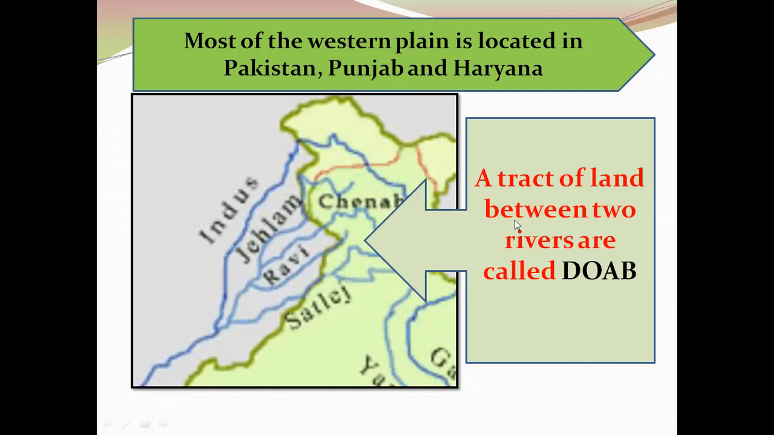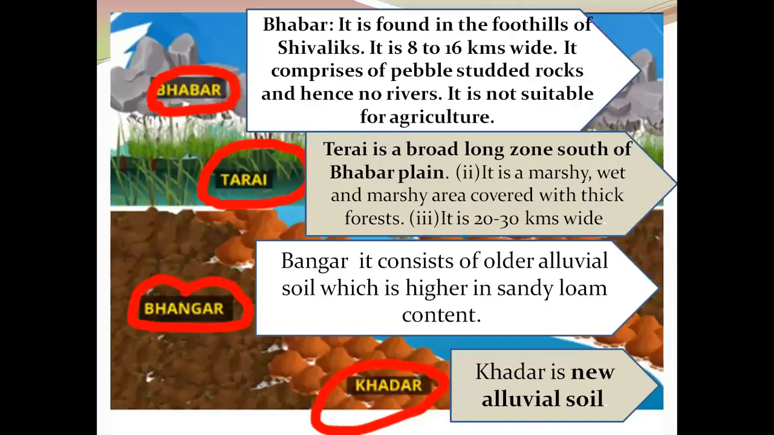So tracts of land between two rivers are called doab. Mainly in Pakistan, Punjab and Haryana, these places are located. So what is doab? Very important bit for your exam. Doab is the tract of land between two rivers. Between two mountains, we call it a valley. Just like the land between two mountains is called a valley, in the same way the area between two rivers is known as doab. I think it is clear.